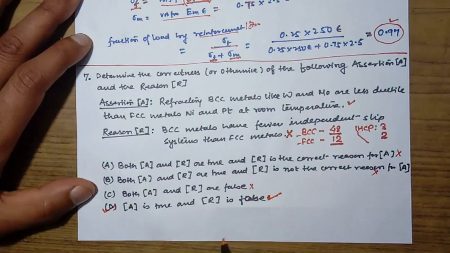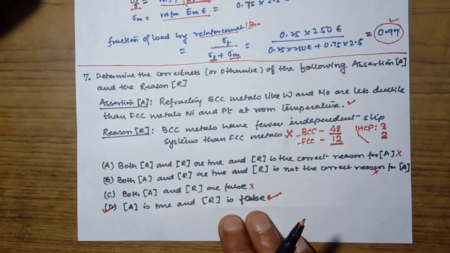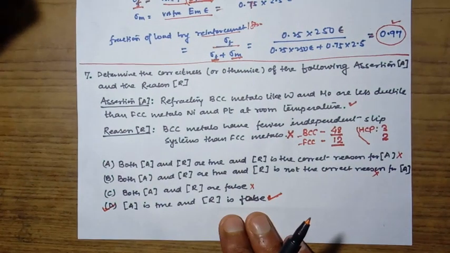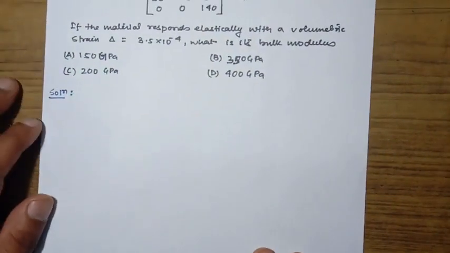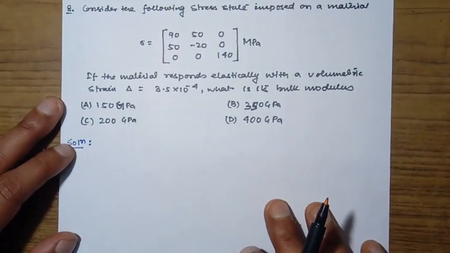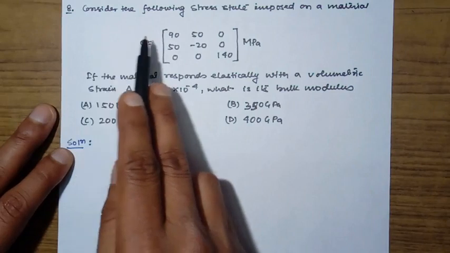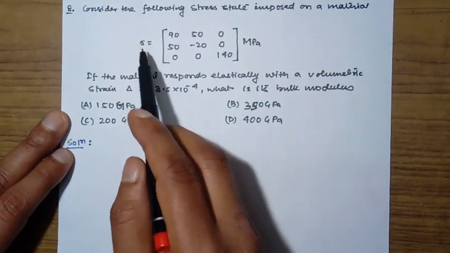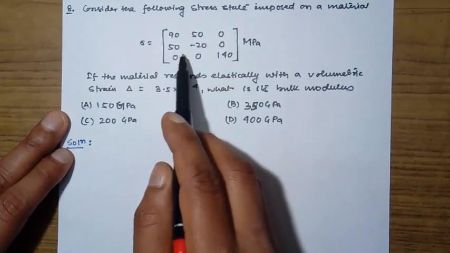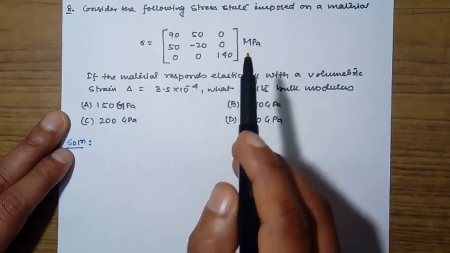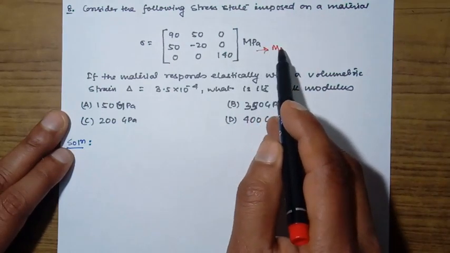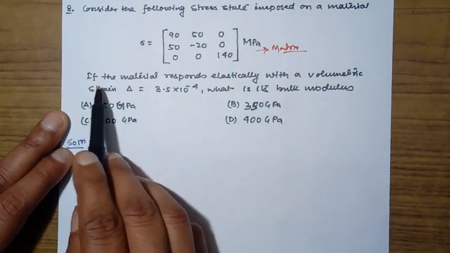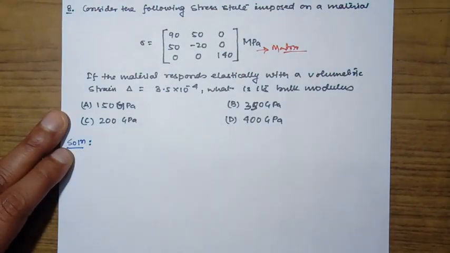Now to the last question of mechanical metallurgy. Consider the following stress state imposed on a material. The stress is given as 90, 50, 0, 50, minus 20, 0, 0, 0, 140 MPa. So this is given in matrix form. If the material responds elastically with a volumetric strain delta equal to 3.5 into 10 power minus 4, what is its bulk modulus?